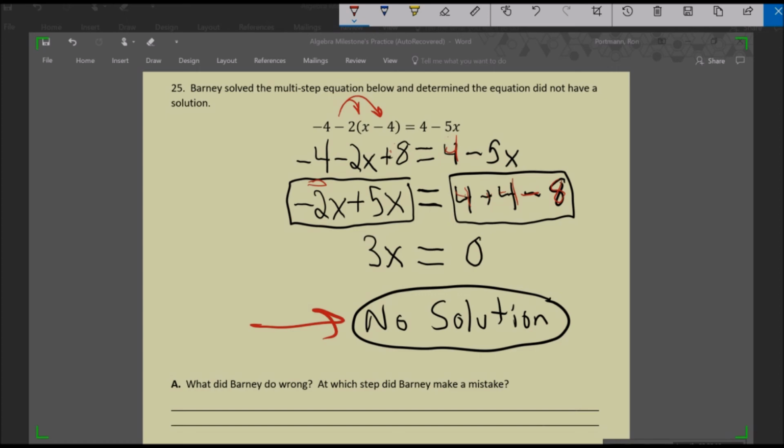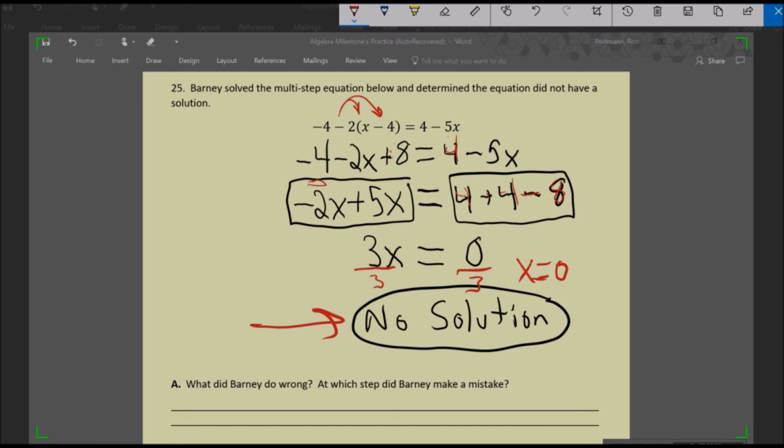What did Barney do wrong? If you divide by 3 and you divide by 3, punch it in your calculator. If you don't know that already, what is 0 divided by 3? Which number times 3 would give you 0? Your answer to this is 0. It's not no solution. There is a big difference. No solution means no number would work in the whole world. And 0 means that there is a number that works. It is the number 0.